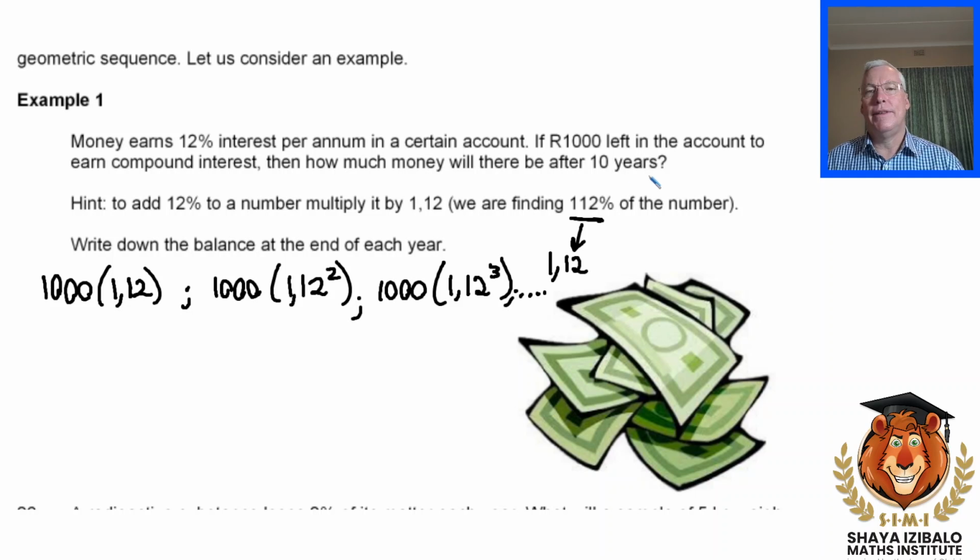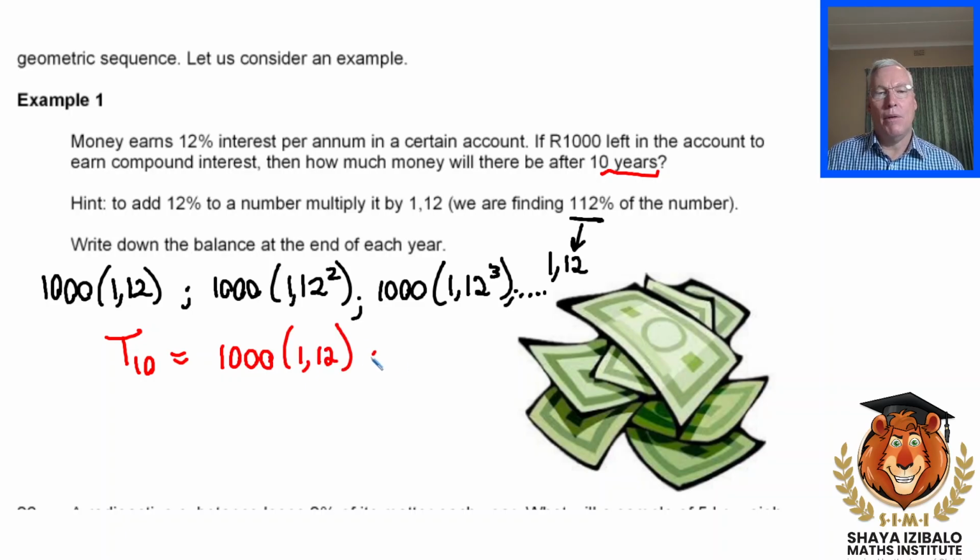So we want to find T10 of this sequence. All right, now T10 is just going to be A. A is 1000 times 1.12. Now we need to multiply by R. R is clearly 1.12. We can see that to get from one term to the next, we're multiplying by 1.12. So that's going to be 1.12. But if we want the 10th term, we're going to raise it to the power 10 minus 1, 9.